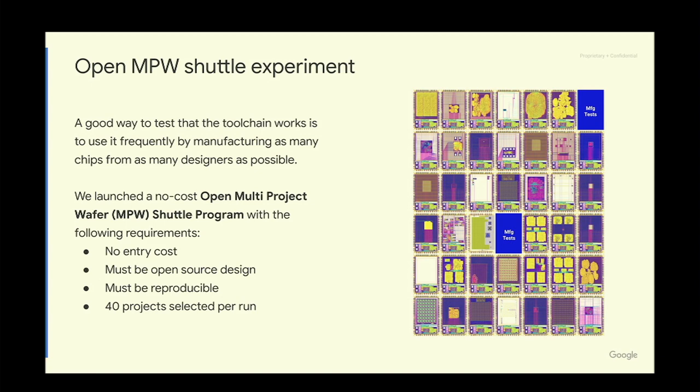So the requirements were very simple. There was no cost. However, your design must be open source. It must be reproducible. So all of the artifacts must exist in a GitHub repo so that somebody else could also create your design. And then we would select 40 projects for each run, because that was the number of slots we had available on the wafer at the foundry.